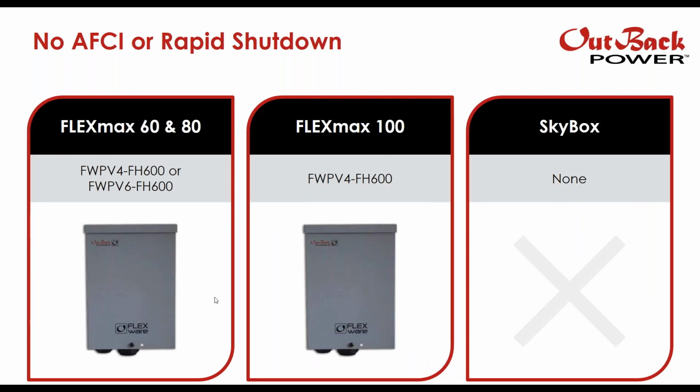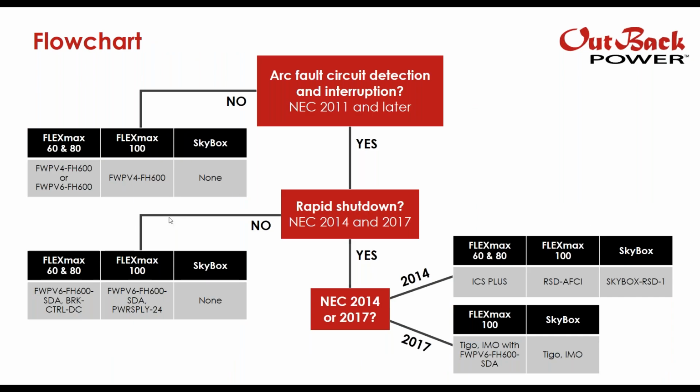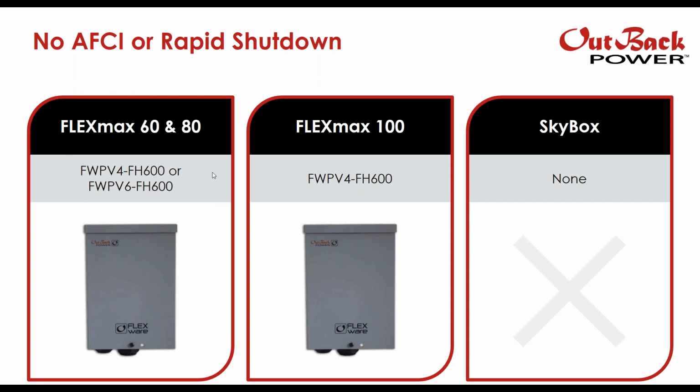All right, so here we have some diagrams that go along with the solution. We're going to go over each of these options, so we'll have 4 different slides here. First we're going to go over the case where arc fault detection and interruption is no. If you don't need AFCI or rapid shutdown, you can simply use a combiner box with the FlexMax 60 and 80 and with the FlexMax 100. It is possible for the FlexMax 100 to have 2 strings and no combiner. It just depends on how you decide to configure your array and what modules you decide to use. With the SkyBox configuration, you can have both strings go directly into the unit, so no additional hardware is necessary.